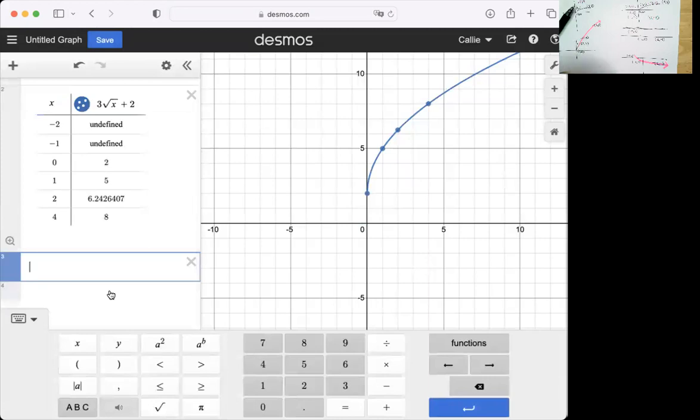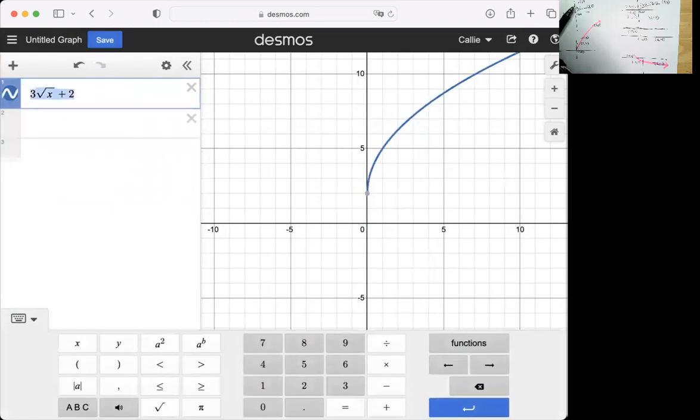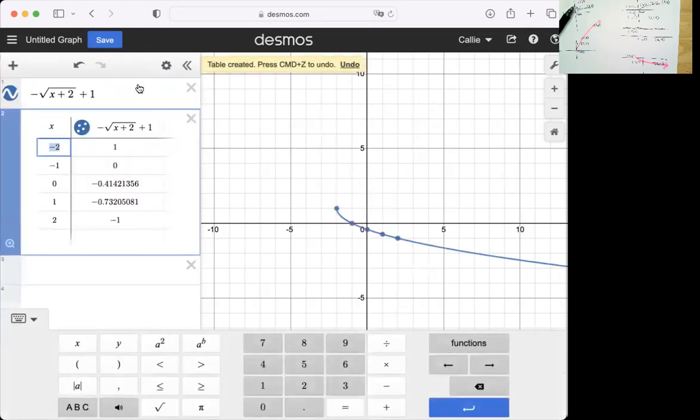Next one is negative, so I made one mistake, but caught it. Negative square root of x plus 2, plus 1. And I said my points were negative 2, 1, negative 1, 0, and positive 2, negative 1. Yeah, so that was okay.